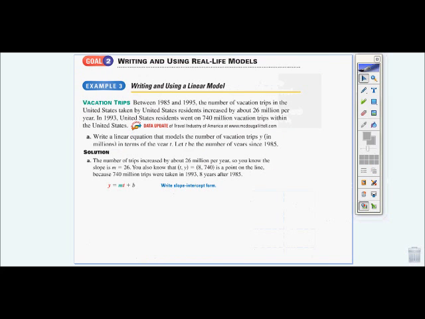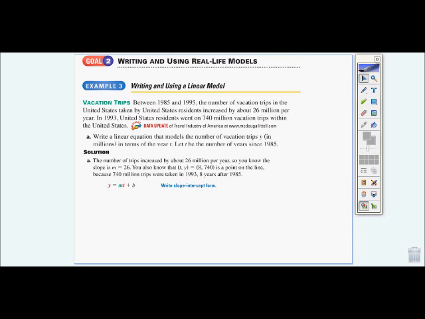So we're going to move on to some real life models, and we're going to talk about vacation trips. Between 1985 and 1995, the number of vacation trips in the United States taken by United States residents increased by 26 million per year. Again, you see per, so you know that's going to be a rate, and a rate is going to be your slope.